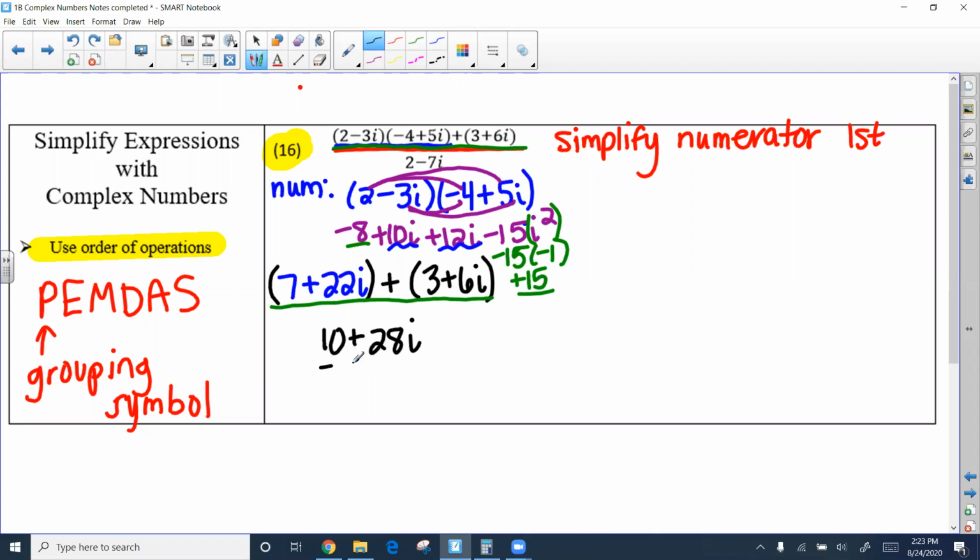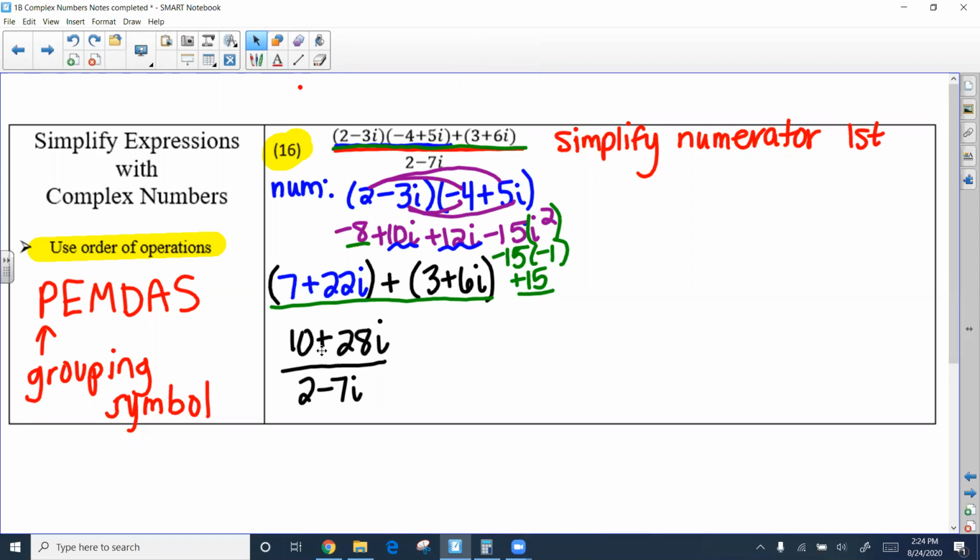Now, don't forget, we're not done yet. This is still over 2 minus 7i. So now that I simplified the numerator, now I can do the dividing. I can divide by 2 minus 7i. Remember, we're not actually dividing anything, we're multiplying. So to divide by 2 minus 7i, I actually have to multiply by 2 plus 7i. I have to multiply by the conjugate.